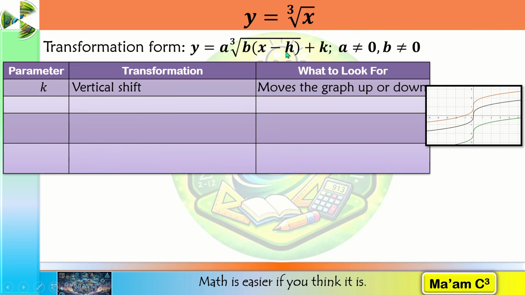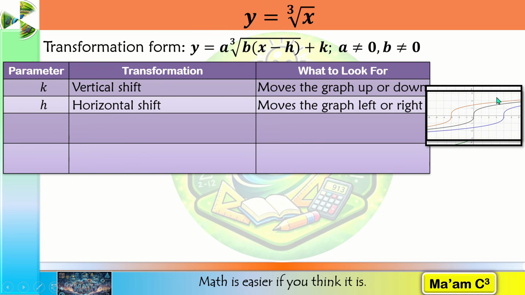Next parameter is our h, and this is the horizontal shift. It moves the graph left or right. Let's recall our graphs earlier. Our mother function is the black one. When I change x to the quantity x minus 4, it moved our graph 4 units to the right. And when I change x to x plus 3, it moved the graph 3 units to the left. So again, h controls the movement left and right.